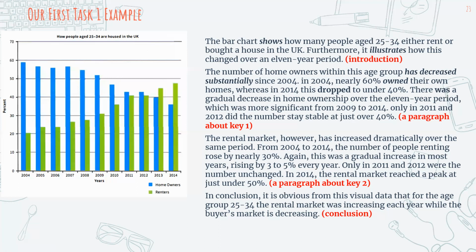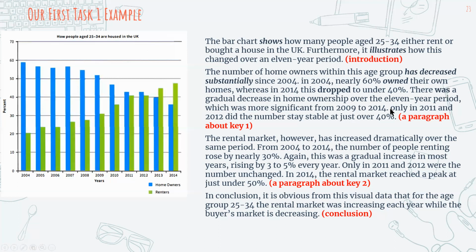As you can see, this is a very important sentence. In 2011 and 2012, the numbers of both homeowners and renters, by the way, are the same. They were stable. They didn't change. There wasn't any gradual increase or decrease or whatever. They were the same, stable.